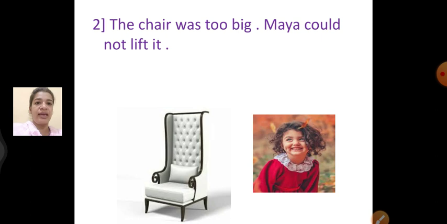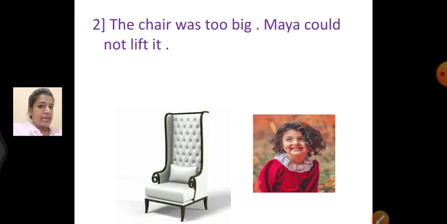Let's jump on the second one. See the question. The chair was too big. Maya could not lift it. In the picture you can see the chair, how big it is. The chair was too big. Maya could not lift it. Lift means to pick it up. So she is not able to pick it up.